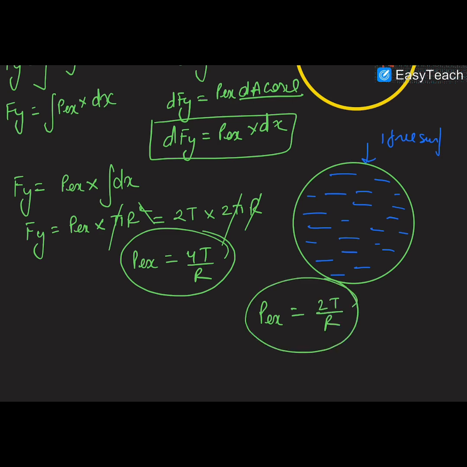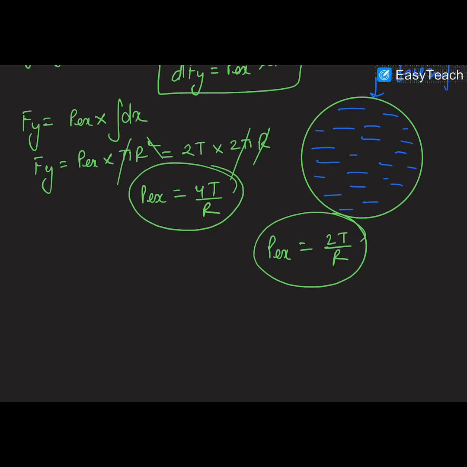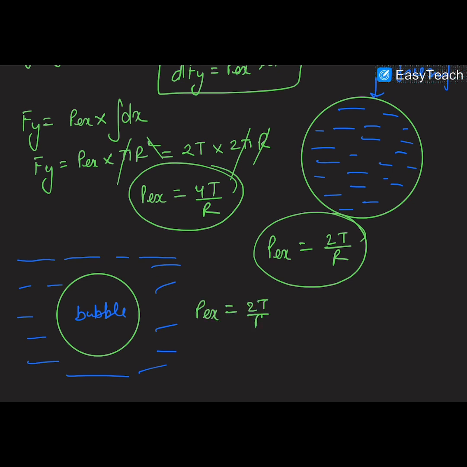And if we talk about a bubble inside water, this is an air bubble inside water. So there is only one free surface because the air is present only inside this bubble. So the excess pressure in this case will also be 2T by R. So these are the values of excess pressure for a bubble and a drop.